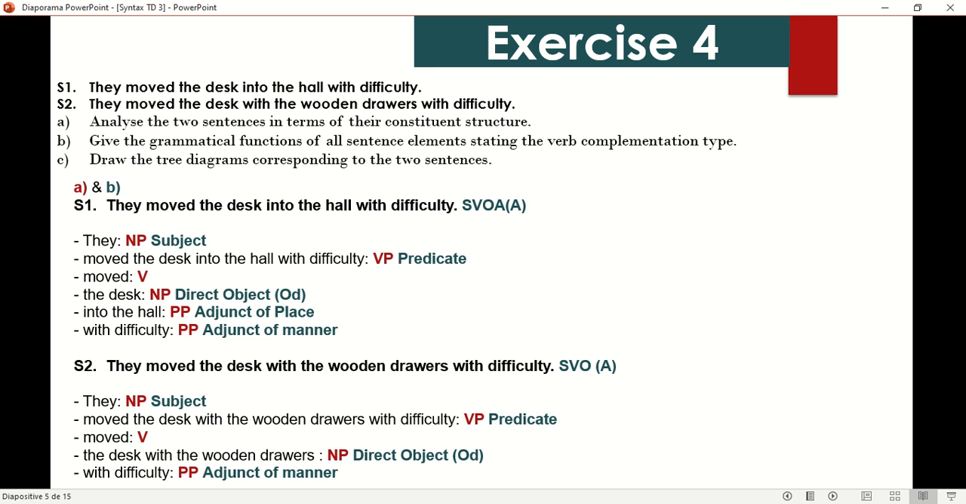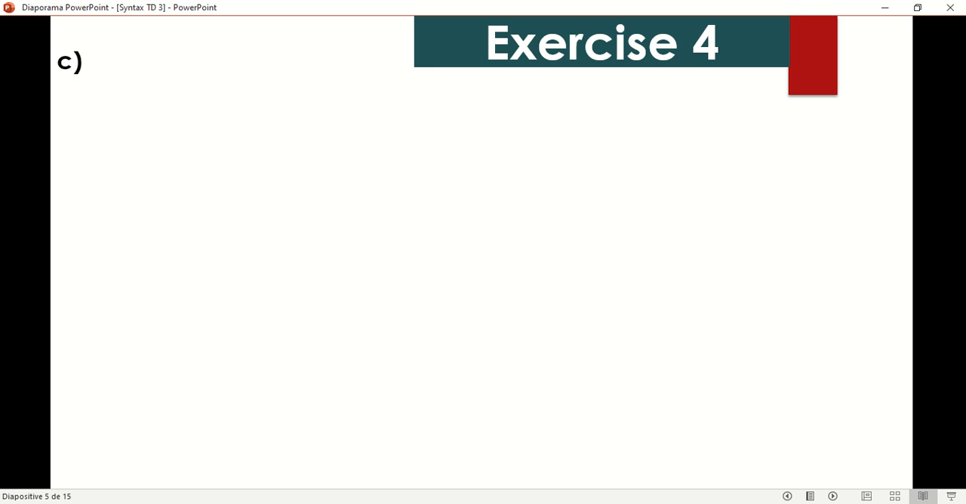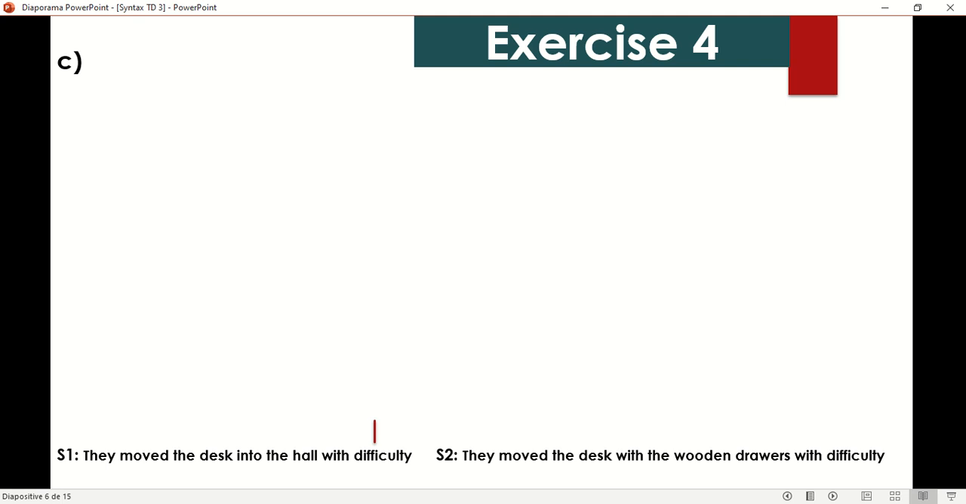So we will draw tree diagrams that represent the desk and into the hall as two different constituents, and the desk with the wooden drawers as one constituent. Let's do that. Starting with S1. Difficulty is a noun amounting to a noun phrase. We add the preposition, we have our prepositional phrase, we leave it. Then we'll move to the following, which is into the hall. We start with the hall, so hall is a noun. The determiner, together we have the noun phrase, we add the preposition, and together we have the second prepositional phrase.